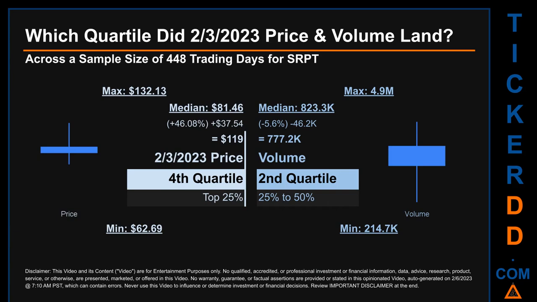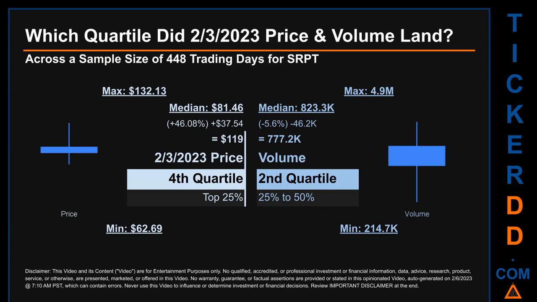The day's volume landed within the 2nd quartile, that is within the 25% to 50% range of all sampled daily volume, which saw a max daily volume of 4.9 million and a minimum of 214.7 thousand. Quartiles tell us about the spread of a data set by breaking that data set into quarters, just like how the median breaks the set into half.